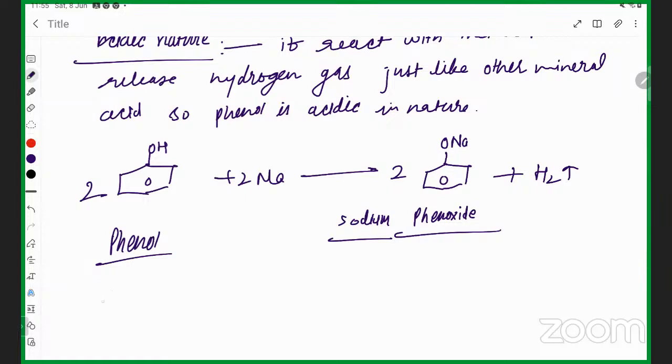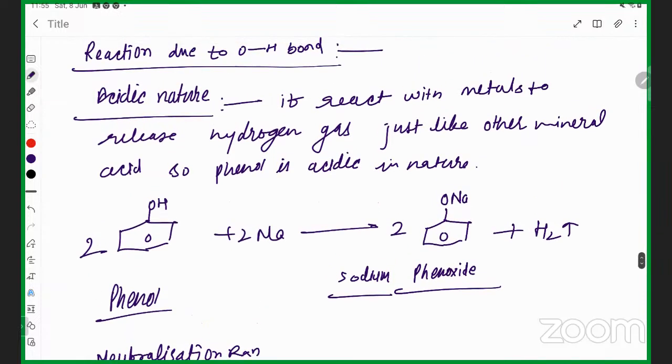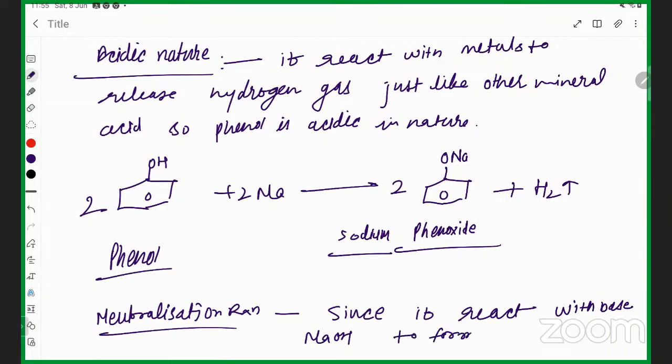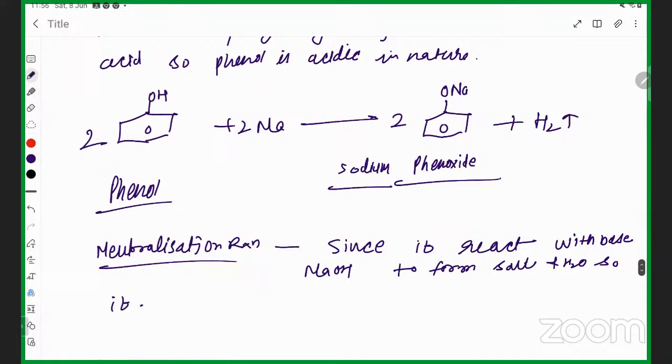Second one, neutralization reaction. Sir, scroll upwards a little bit, sir. Okay, done. Neutralization reaction. Since it reacts with base, NaOH, to form salt and water. So it is acidic in nature.